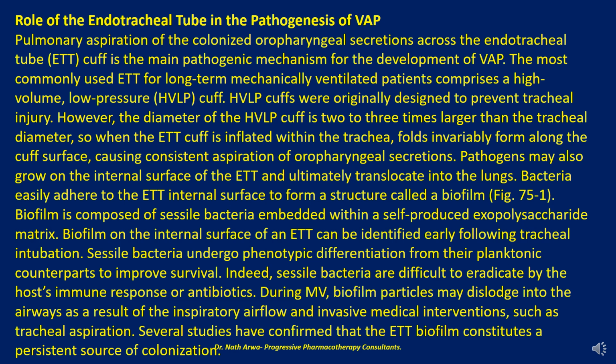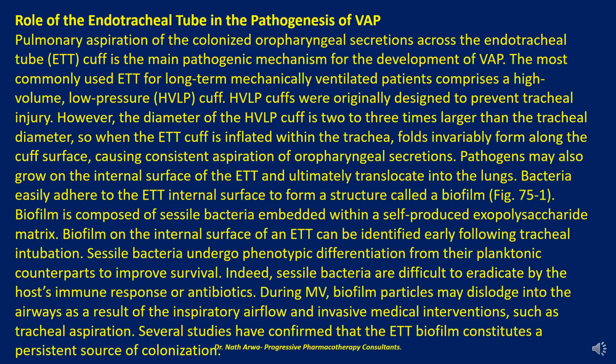High-volume, low-pressure cuffs were originally designed to prevent tracheal injury. However, the diameter of the high-volume, low-pressure cuff is 2 to 3 times larger than the tracheal diameter, so when the endotracheal tube cuff is inflated within the trachea, folds invariably form along the cuff surface, causing consistent aspiration of oropharyngeal secretions. Pathogens may also grow on the internal surface of the endotracheal tube and ultimately translocate into the lungs.